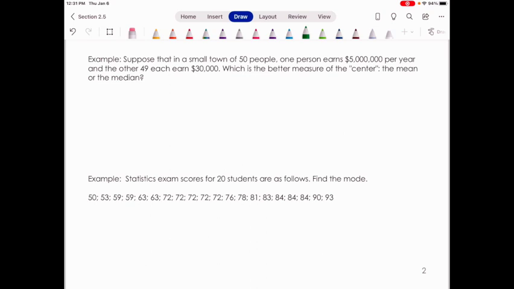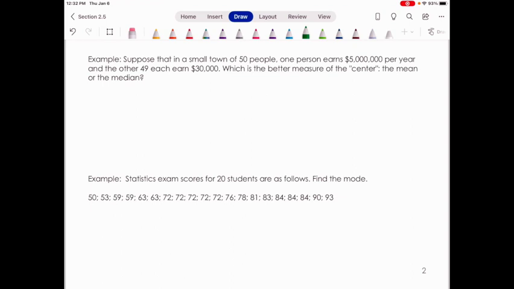So there are times when using one of those values over another gives us a better understanding of the data. And this example is one of those times. So in this example, we would rather use the median in this case rather than the mean, because in this example, it talks about a town. It's a small town, 50 people. In the whole town, one person earns $5 million. So this guy has this awesome job. He's making lots of money. But the other 49 people each earn about $30,000.